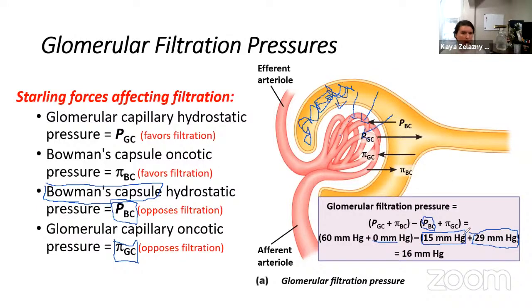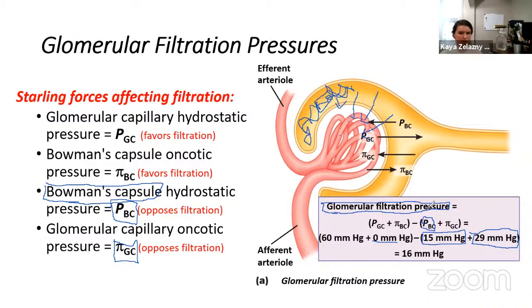So that's a force opposing filtration because it's pulling things back towards the capillary. So if we do this equation out, we get our typical glomerular filtration pressure. The glomerular filtration pressure, or GFP, is basically the net filtration pressure that we had in the capillary, but now we're being specific that we're talking about a glomerulus.